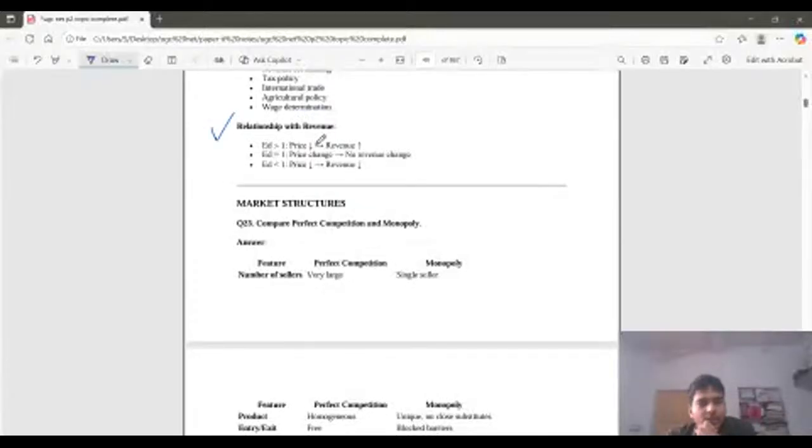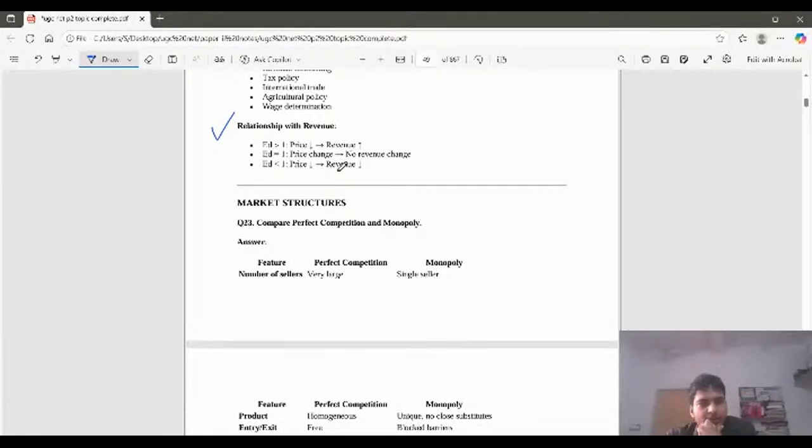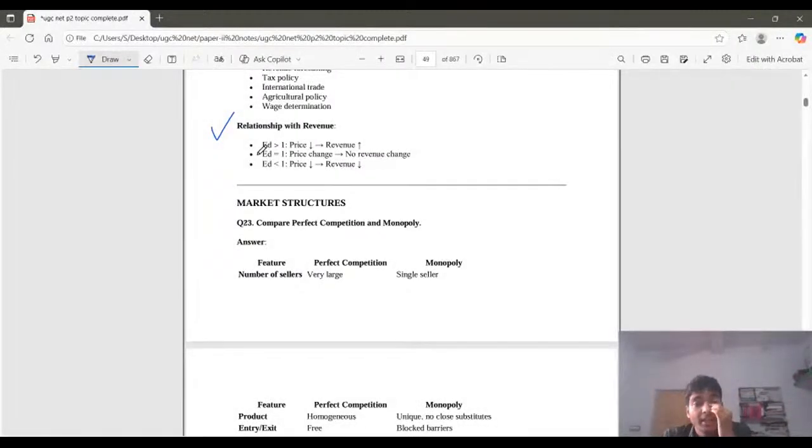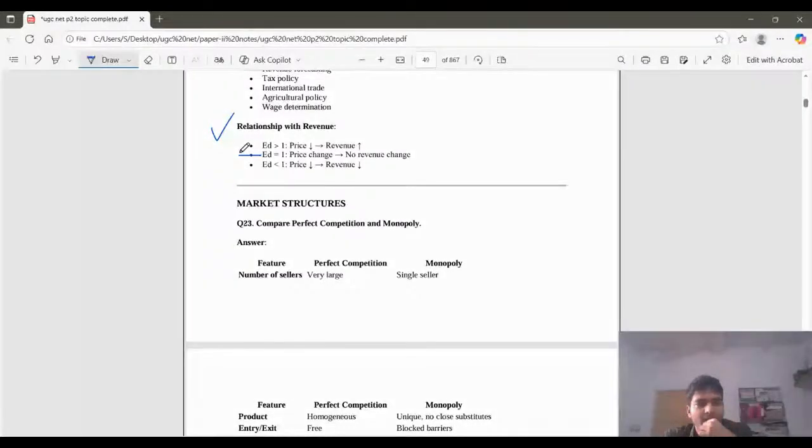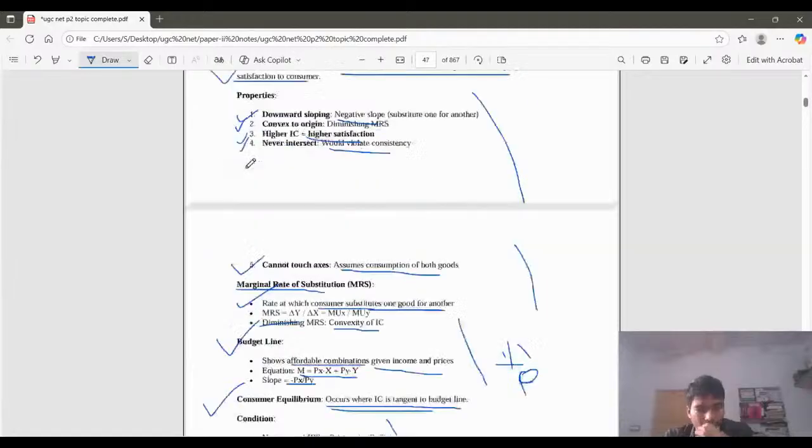This is the relationship with revenue: when the price decreases, revenue increases, or there is no revenue change, depending on the price change. This is for unity demand, this is for elastic demand, and this is for inelastic demand.